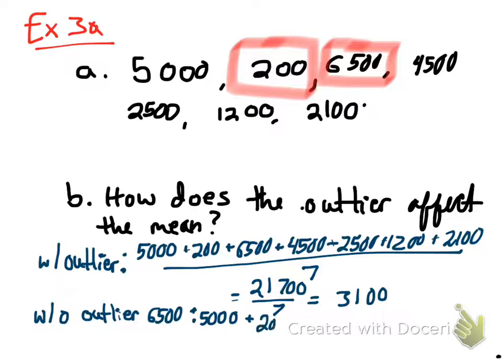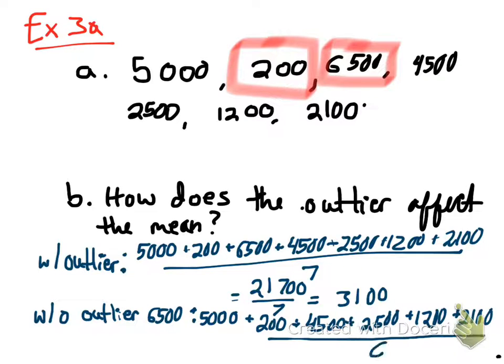So 5,000 plus 200 plus 4,500, skip 6,500, plus 2,500 plus 12. Oops. Plus 21. Now we're going to be dividing by 6 because it's one less number. 15,200 divided by 6, which equals about 2,500.